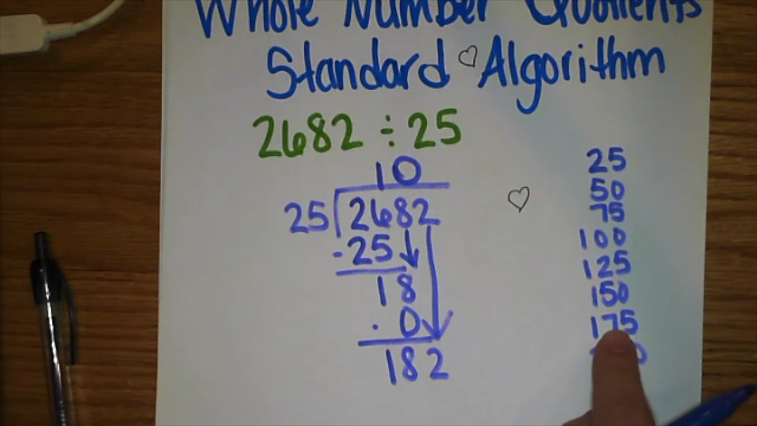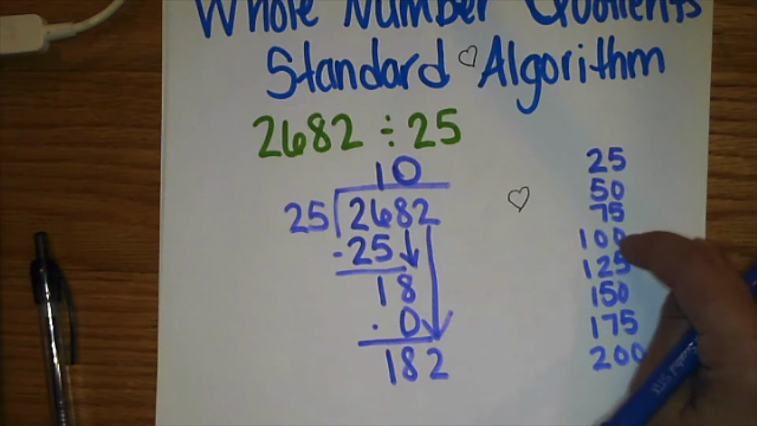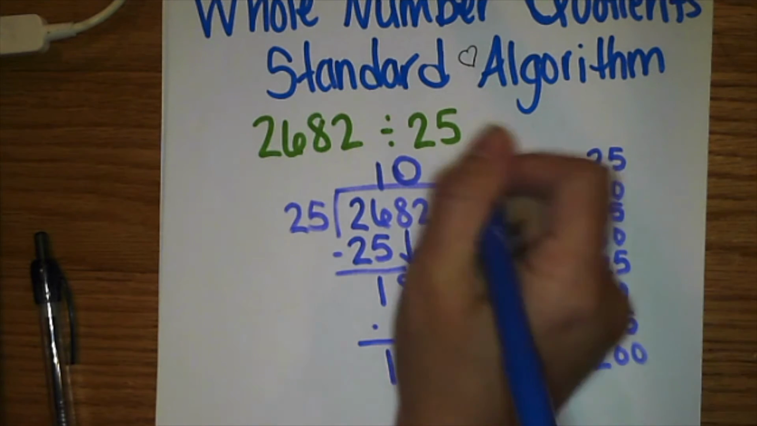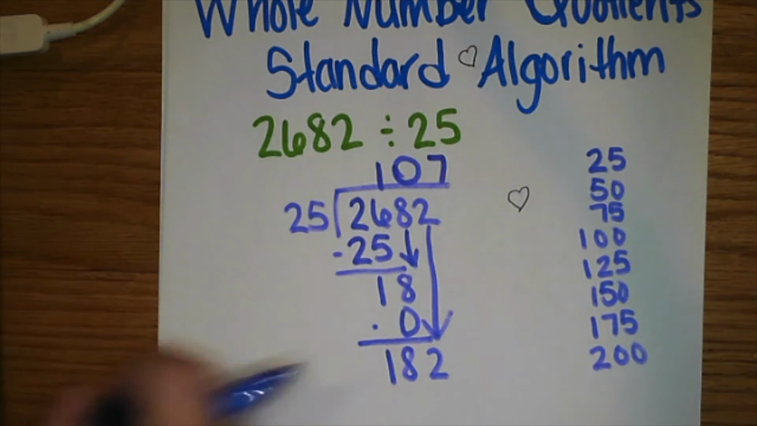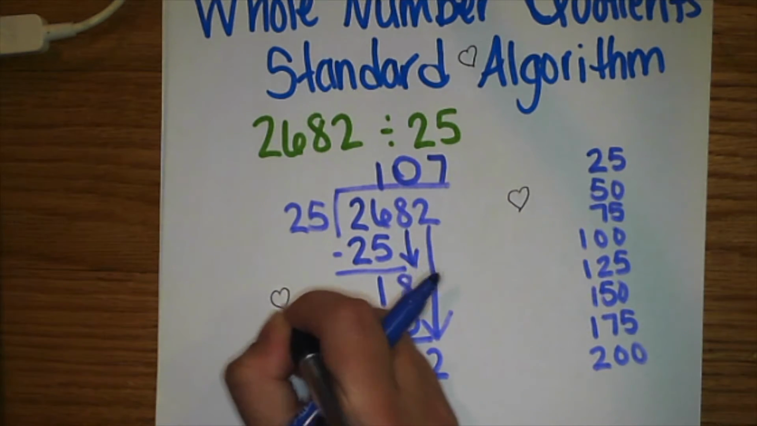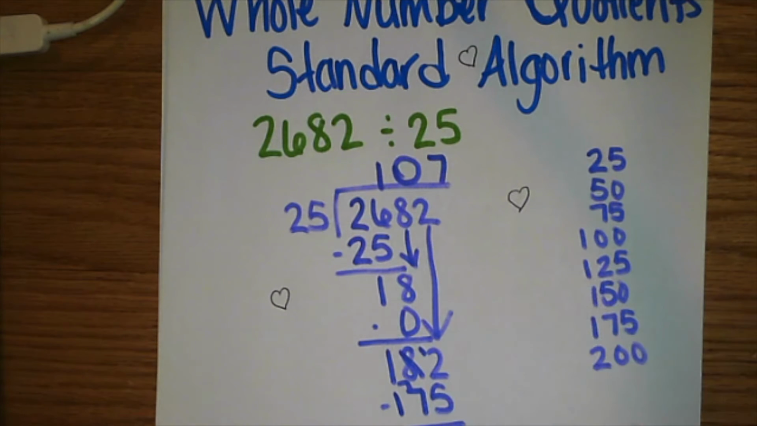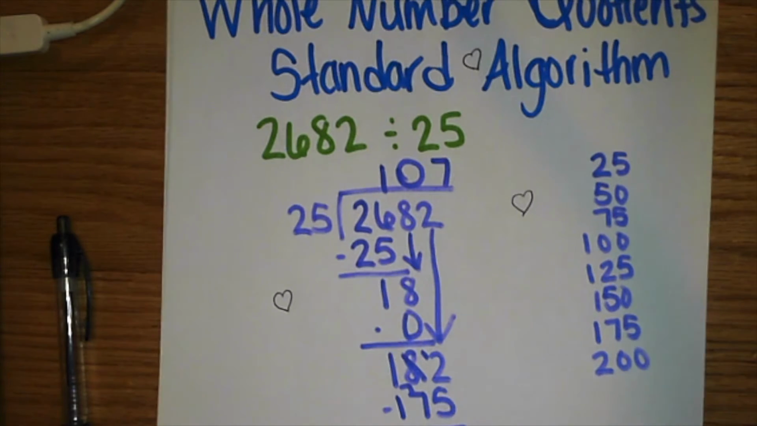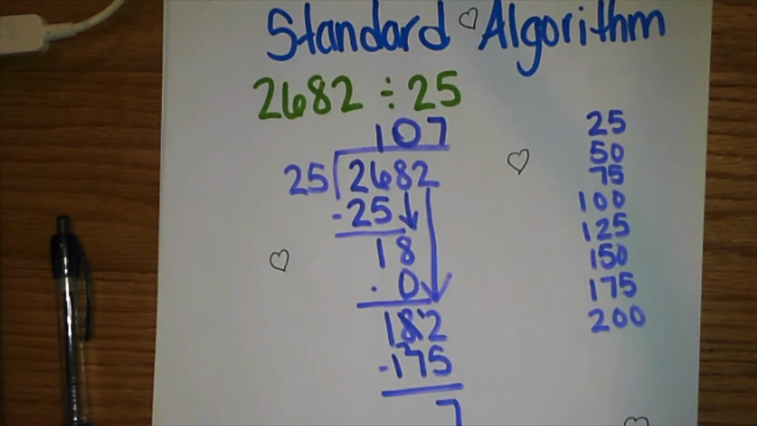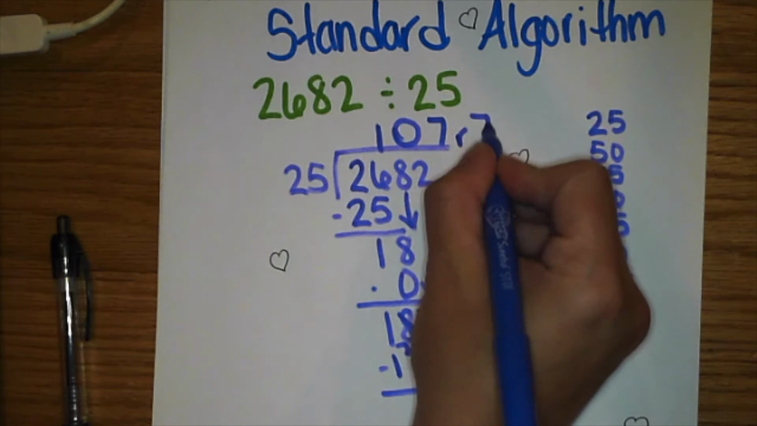So I'm going to go with 175. That's 1, 2, 3, 4, 5, 6, 7 25s. And 7 shows that I used 175 of that number. Got to do a little regrouping. And then I'm left with 7. Well, there's nothing left to bring down. So my remainder is 7.